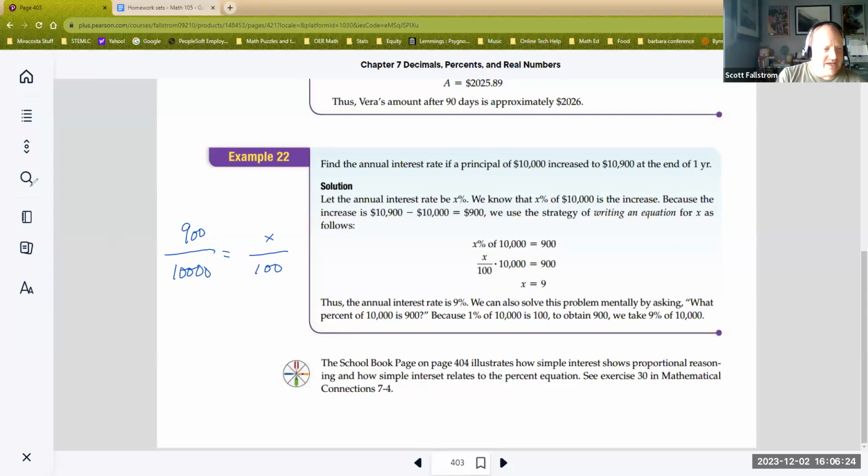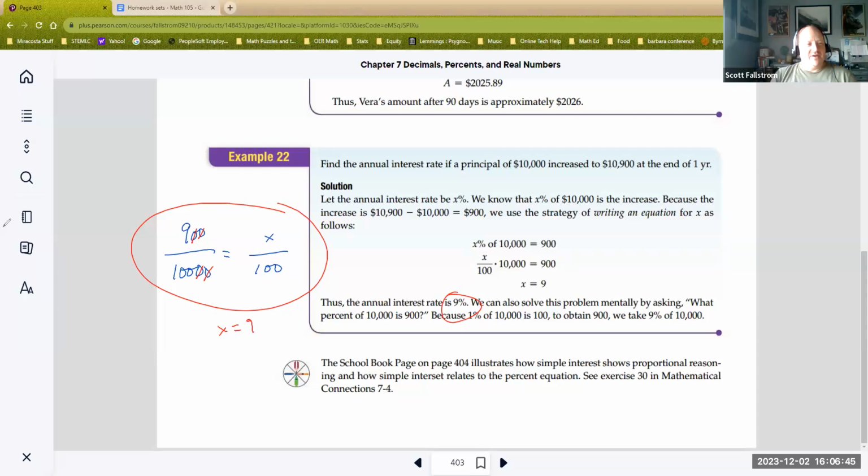And even honestly, I would simplify this a little bit, right? 900 over this, 2 zeros go away. I get 9 over 100. And honestly, I could actually solve this problem right now. I wouldn't have to do anything, right? 9 over 100 equals what over 100? Okay, 9. So my interest rate is 9%.